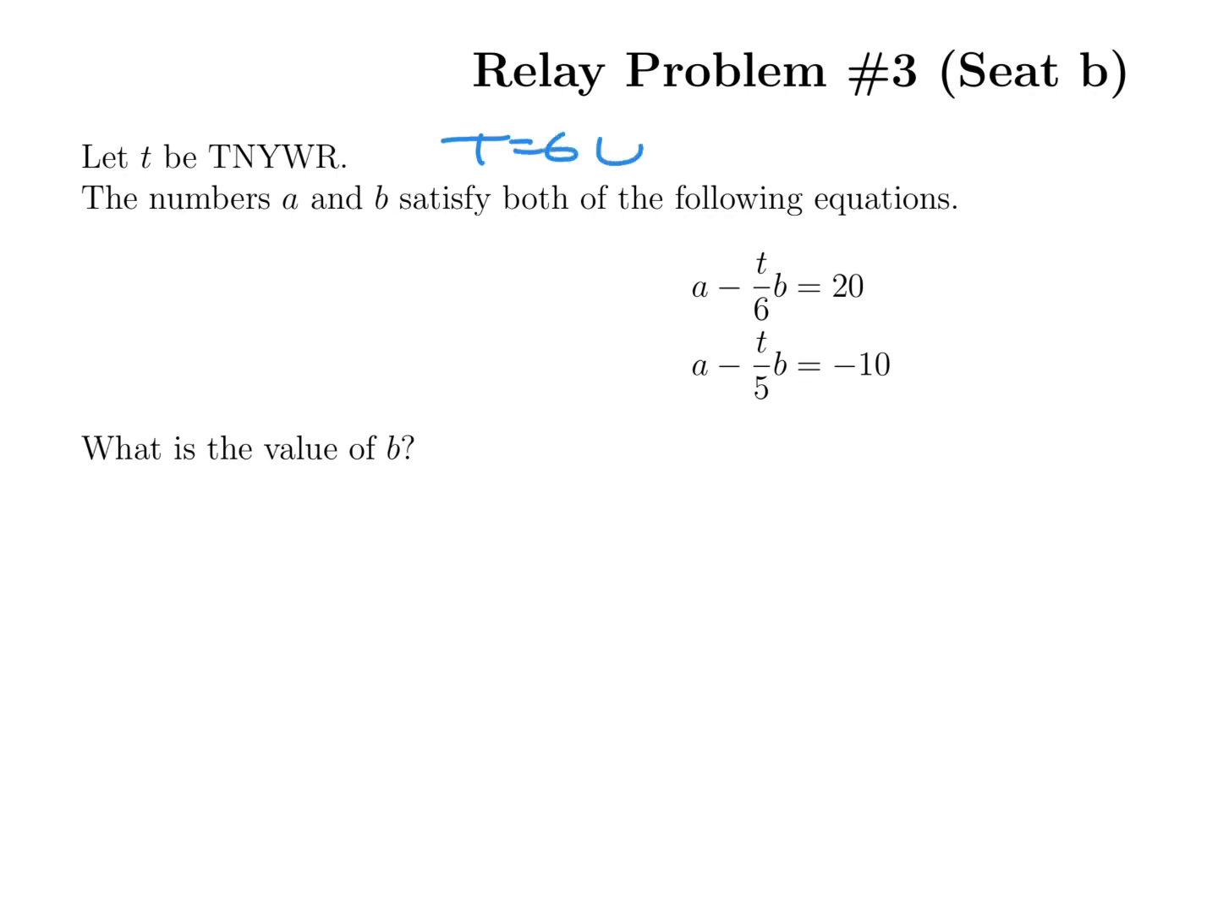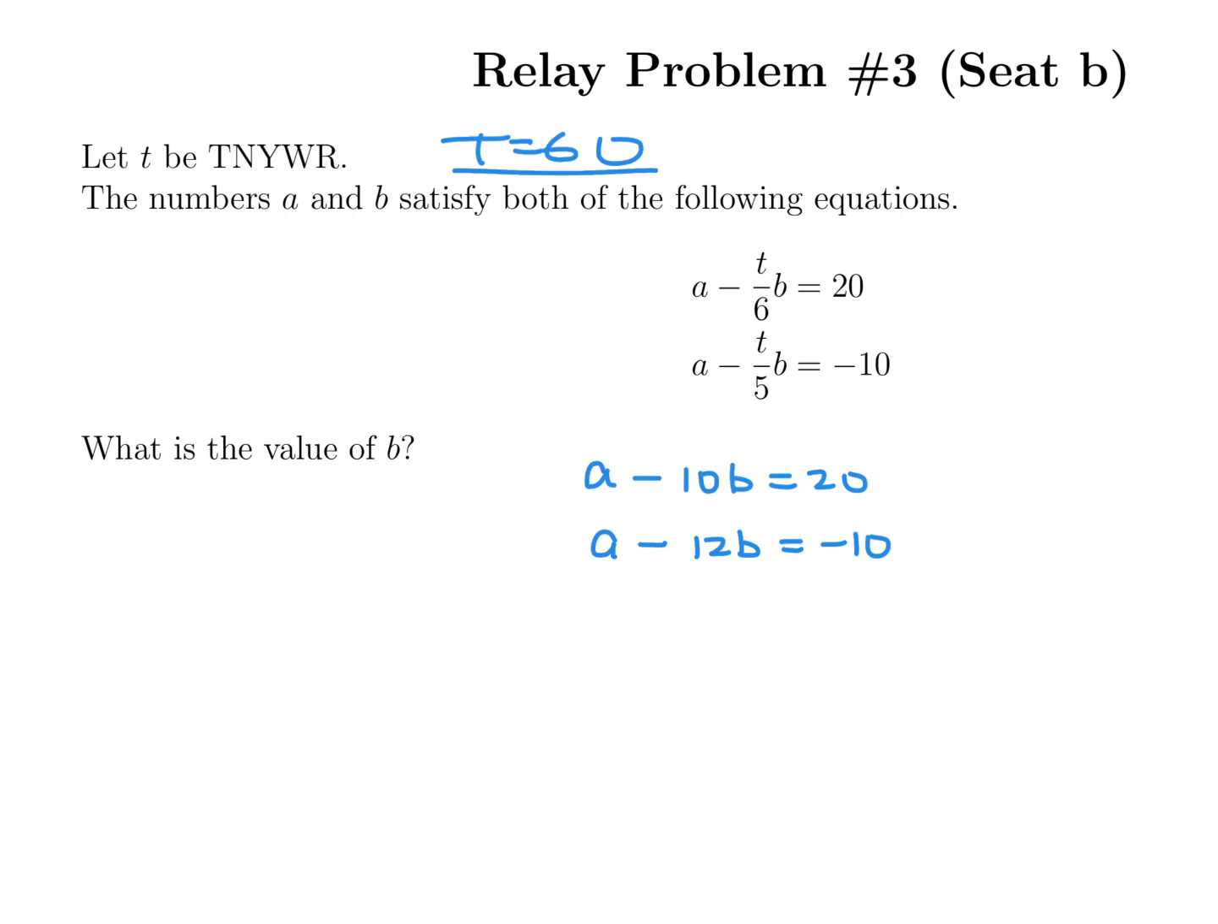T is 60. Numbers A and B satisfy both of these equations. What is the value of B? First, let's just substitute that T equals 60. So that's going to be A minus 60 over 6 is 10, so 10B. And then in the next one, it'll be 60 divided by 5, which is 12. So I think that's it.